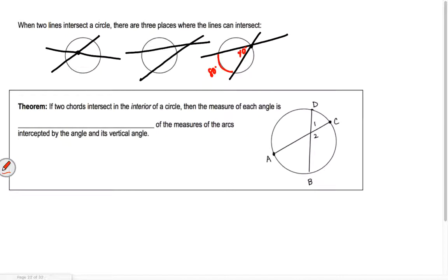So it says if 2 chords intersect in the interior of the circle, then the measure of each angle is half of the sum of the measures of the arcs intercepted by the angle and its vertical angle. So it's going to be half the sum.